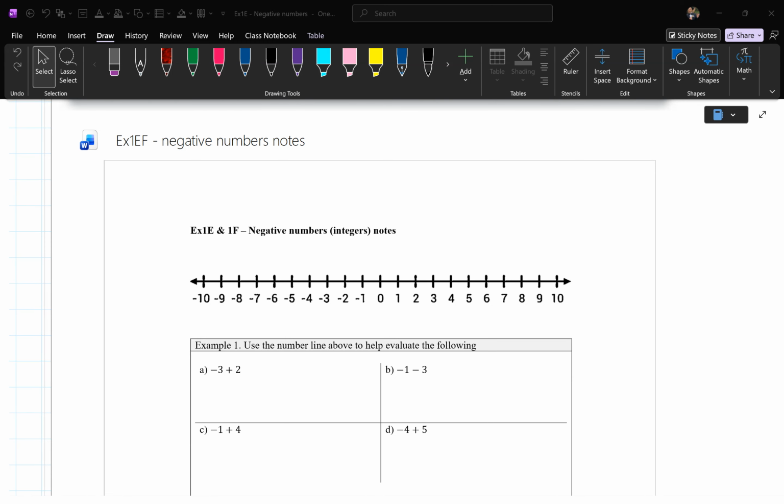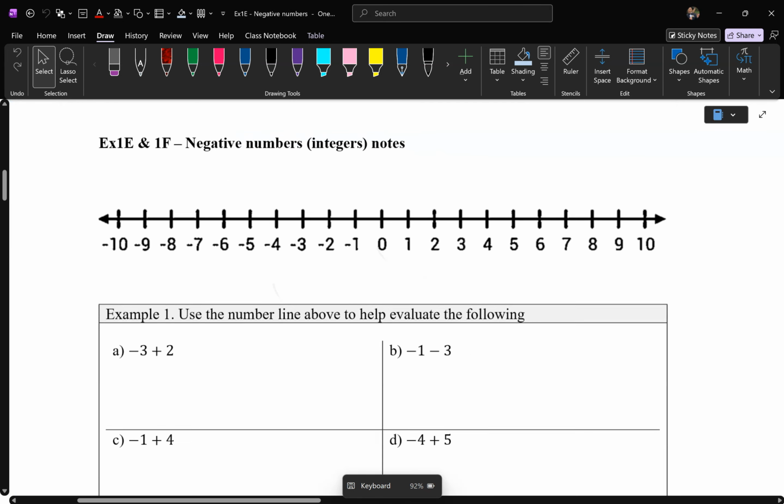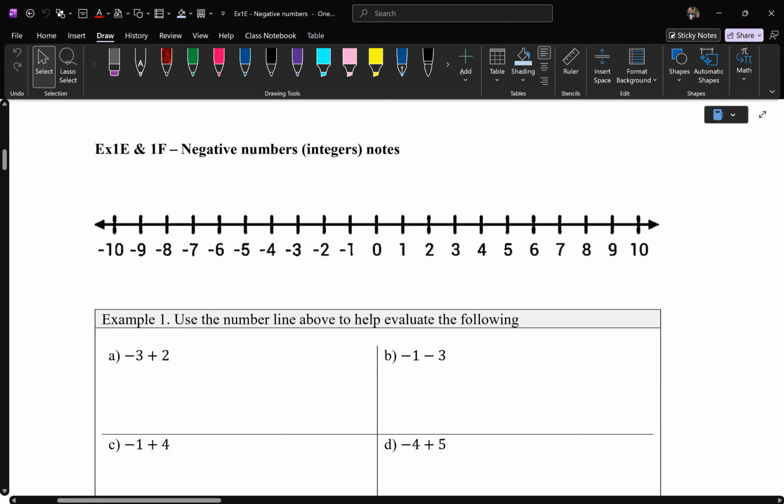And it's recording. All right, here we go. So today's lesson, 1E, 1F. We are looking at negative numbers. So E specifically is only this first half of the page. This is how it works.